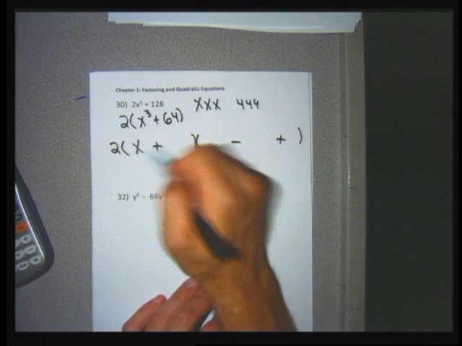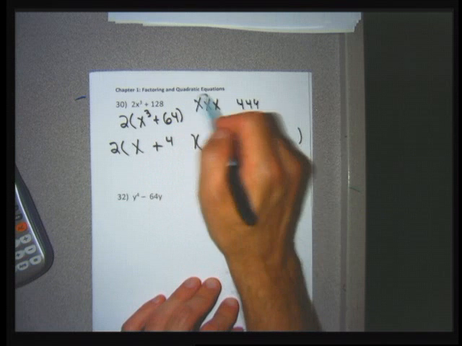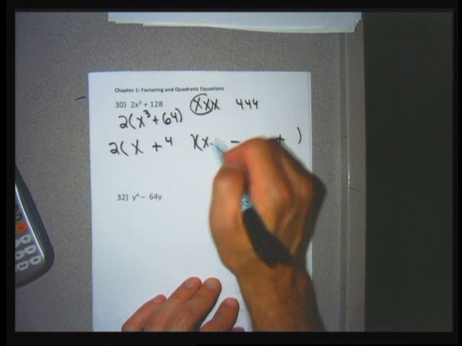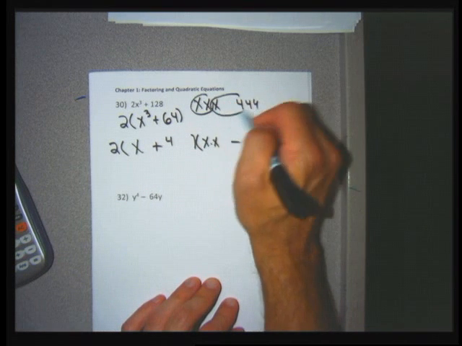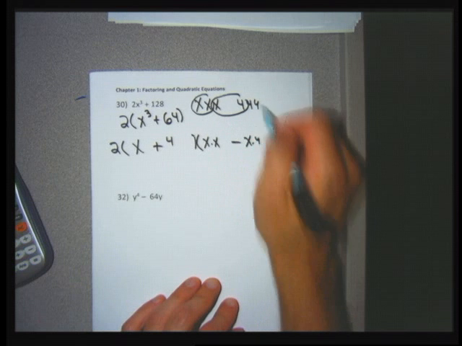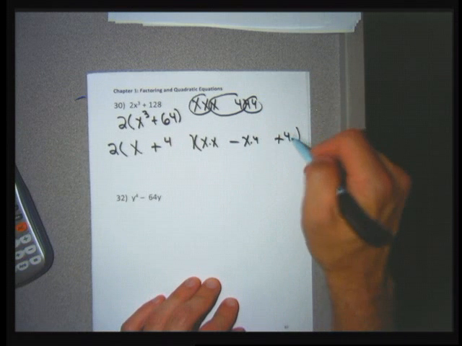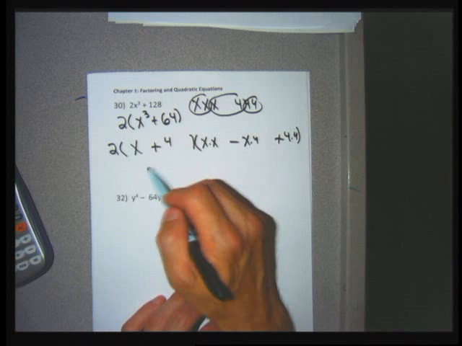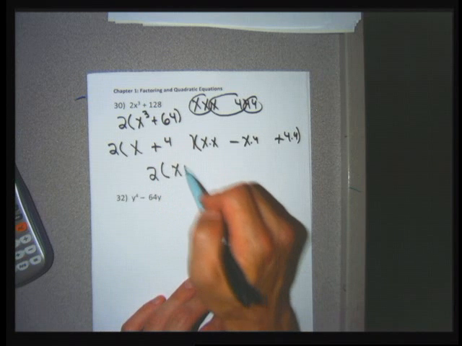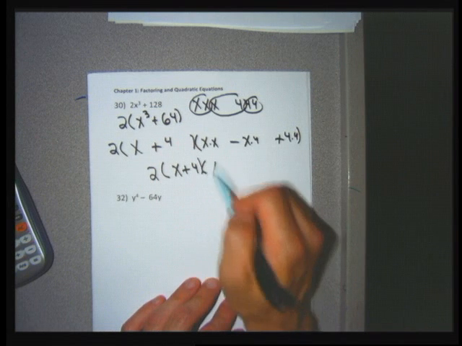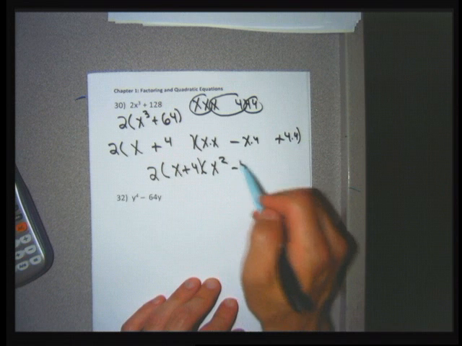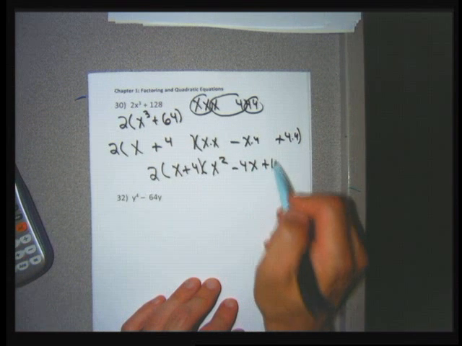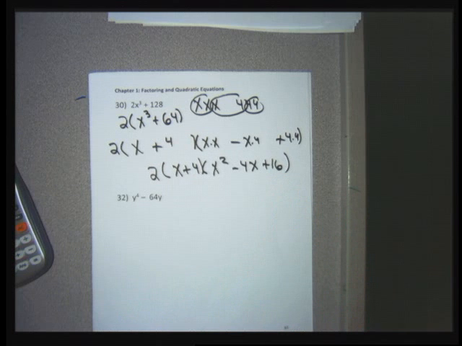First parentheses, 1 of each. Second parentheses, first pair is x times x. Second pair is x times 4. Third pair is 4 times 4. And for an answer, I get 2 times x plus 4, and then x squared minus 4x plus 16.